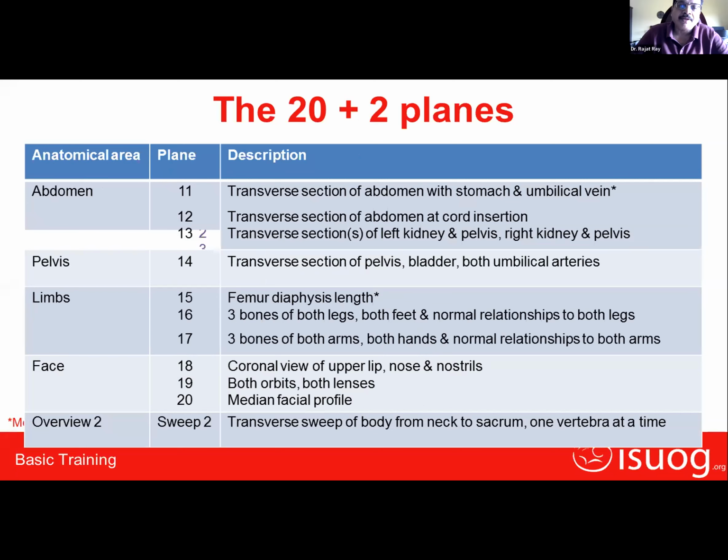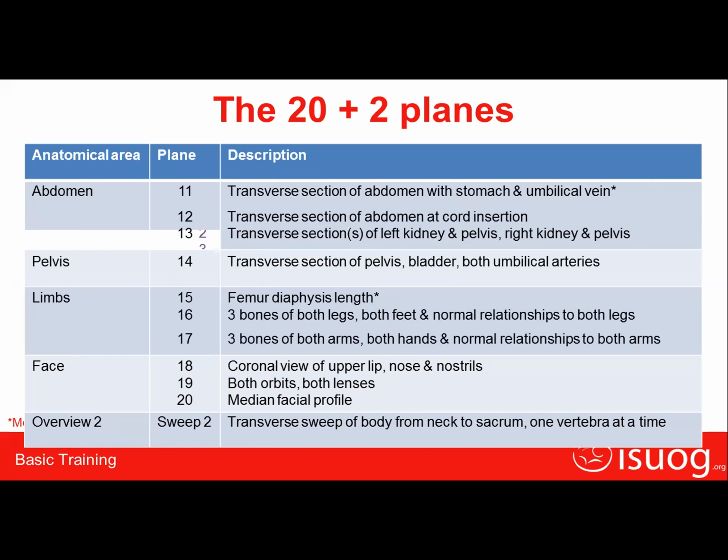Then coming to the abdomen, again we have 3 planes. In the upper abdomen, a transverse section of the abdomen with stomach and umbilical vein. In the mid abdomen, a transverse section of the abdomen and cord insertion. And in the lower abdomen, the transverse section of the left kidney and pelvis, and right kidney and pelvis. Then we come to the pelvis to see the transverse section of the pelvis, bladder, and both umbilical arteries.